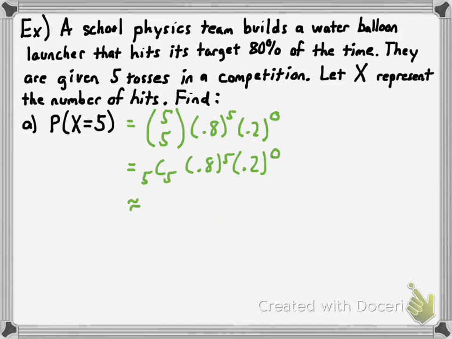All right, and you do that to 3 significant figures, you end up with 0.328 being that probability. 32.8% of the time, they would get a hit every time. All right, for their little competition.